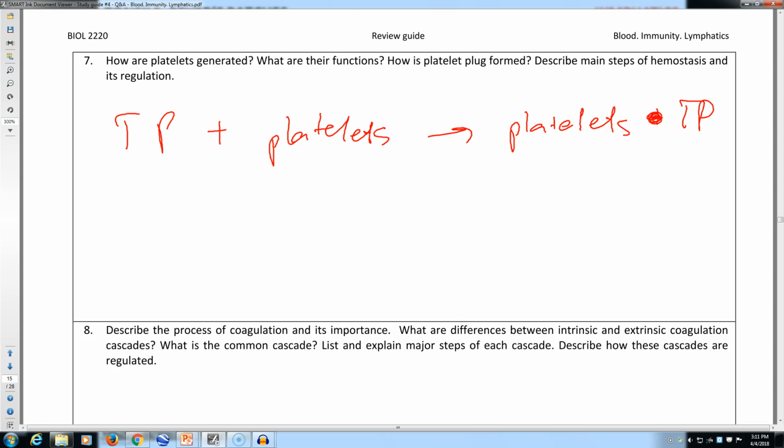The steps that I want you to know, in intrinsic it's 12, 11, 9, 8. In extrinsic, sorry, it's basically 7. Okay, 7 plus tissue factor. And they all come down to the common pathway. They converge on the first element of the common pathway, which contains coagulation factor 10.